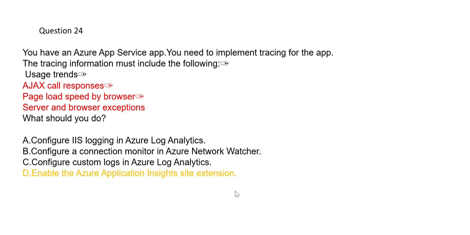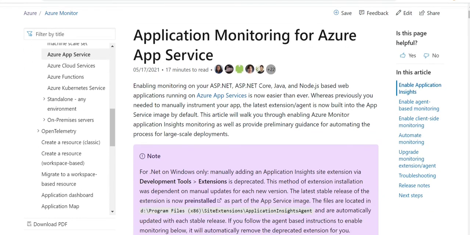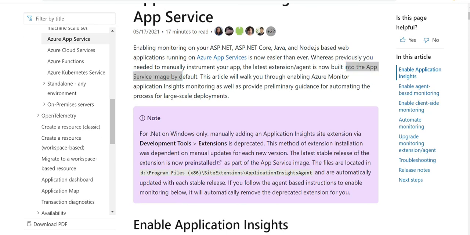So D suggests to use site extensions, the application insights site extension. This is where you will monitor the app service, and there are extensions available for this. These are the latest extension agents which are built into the app service image by default. It comes by default. Now if you see for .NET on Windows, manual enablement is deprecated. It is no longer available. It is available by default.